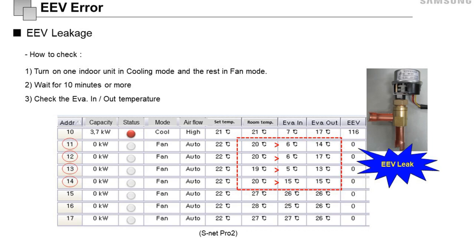Then, wait for 10 minutes or more while checking the operation data through SNet Pro. After that, check the temperature of evaporator. The evaporator temperature of the indoor units operating in fan mode must be similar to room temperature. If the evaporator temperature is about 5 degrees Celsius or lower than the room temperature, it can be determined that the refrigerant is flowing due to EEV leakage. Then, you should replace the EEV.